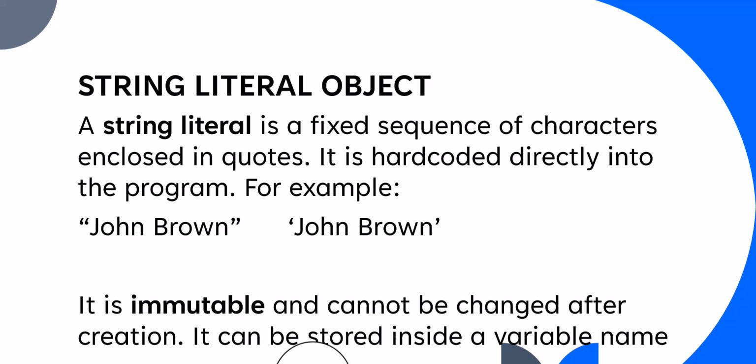String literal objects are objects that consist of a fixed sequence of characters, and they'll be enclosed in quotes. It could be double quotes, double quote John Brown double quote, or a single quote. The reason for this is that it acts as a way to mark where the string starts and where the string ends, and sometimes we call these delimiters. And so that's why you find that we will have string literals enclosed in single quotes or double quotes.